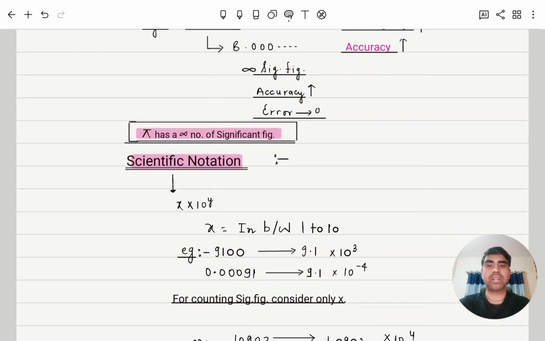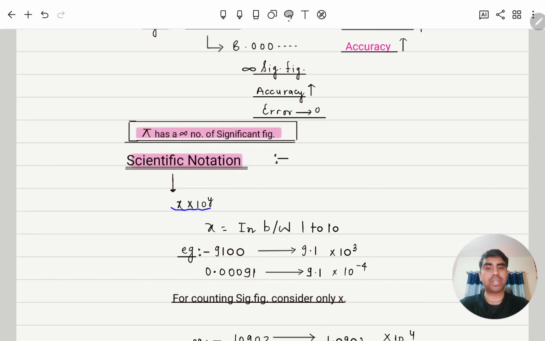As I discussed, any number can also be represented as x into 10 to the power y, and only then can we consider its significant figures. Here x will always be between 1 and 10, and 10 to the power y is not considered as significant figures. It will be 10 to the power 1, 10 to the power 2, or minus 1, minus 2, like that.